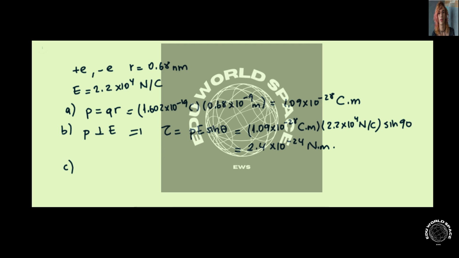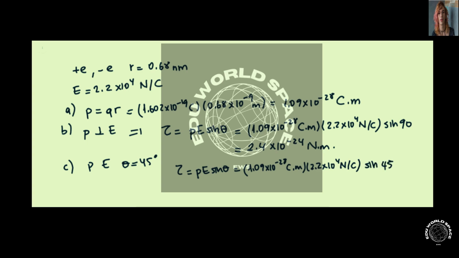In part C, we're asked for the torque again, but this time the angle between P and E is 45 degrees. Well, the torque again equals P E sine theta. Pretty straightforward. 1.09 times 10 to the power negative 28 coulomb meters and 2.2 times 10 to the power 4 newtons per coulomb. This time we're going to have sine of 45 degrees. Then the torque is going to be equal to 1.7 times 10 to the power negative 24 newton meters.